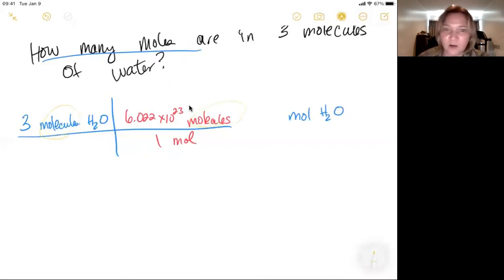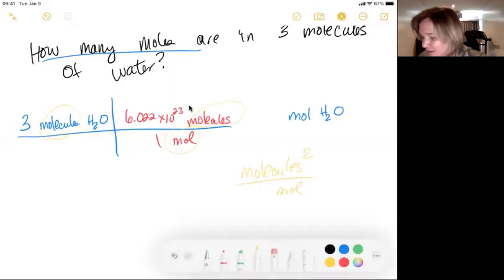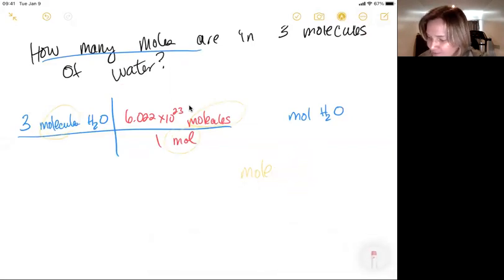Molecules and molecules are both on the top. So if you treat it the way that you treat variables in math, like your X and Y, and you've got molecules times molecules divided by moles, the unit that you're going to end up with is going to be molecules squared per mole. That didn't make no sense. That's what my nephew says. They don't make no sense. So we don't want to do that.